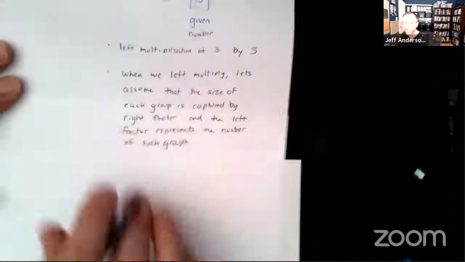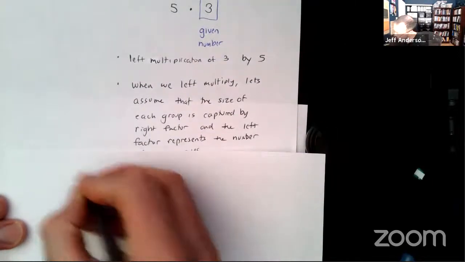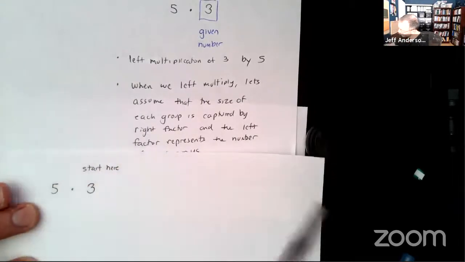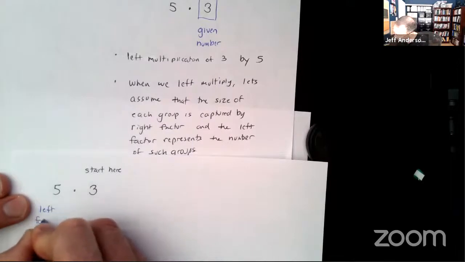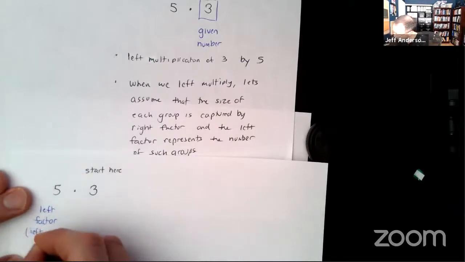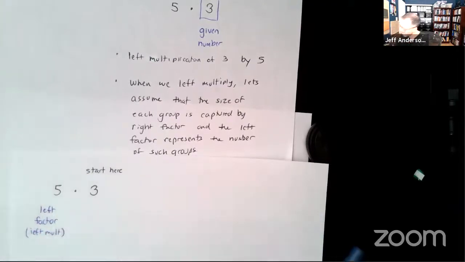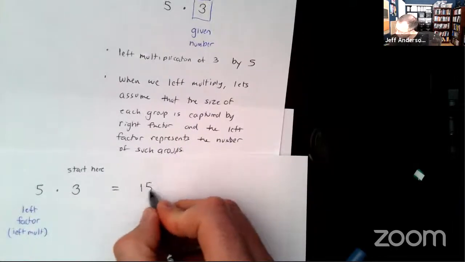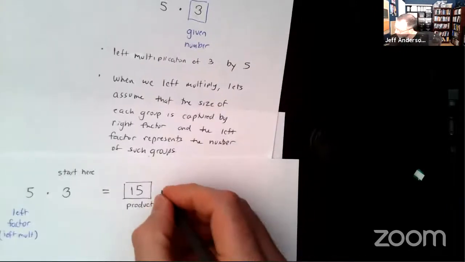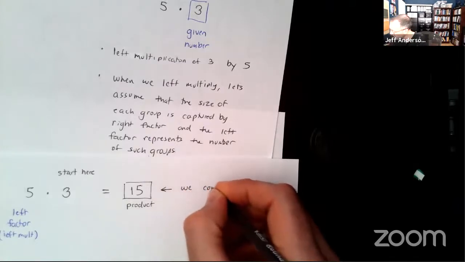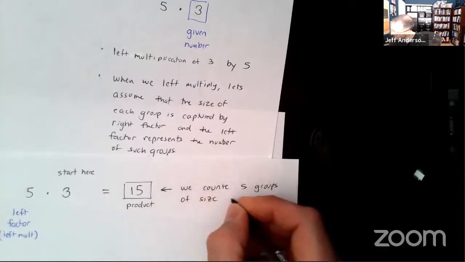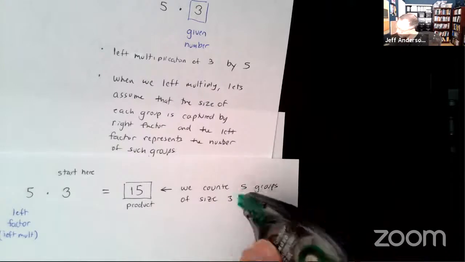So let's go back to this thing that we just said. Let's start with the number 3. Start here, and then we're going to left multiply. So the left factor is 5. In other words, what we've just done is we've left multiplied, and we said that the product was 15. And what we did here is we counted 5 groups of size 3 in each group.